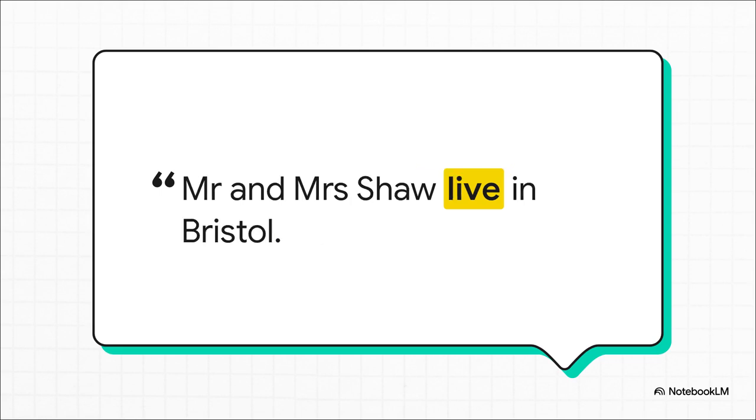Okay, scenario number 2 is for permanent situations. This isn't for something temporary, like being on vacation. When we say Mr. and Mrs. Shaw live in Bristol, it means Bristol is their home base. It's a stable, long-term thing.